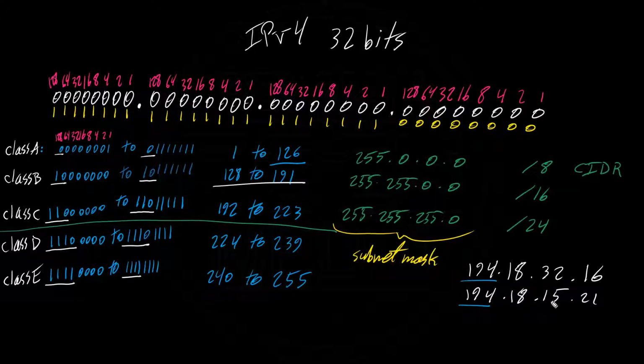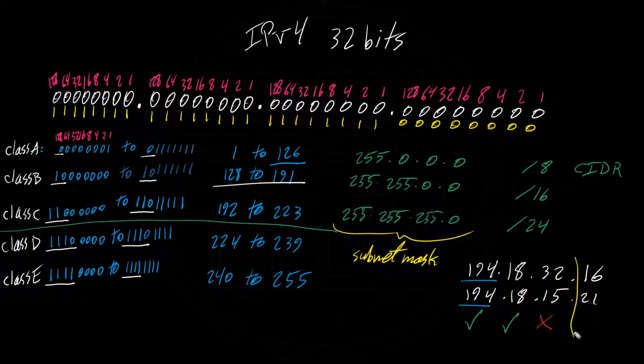They are not, because looking at the default subnet mask for class C, the subnet mask is 255.255.255.0, which means that the first 3 octets must match. So here, 194, very good. First octet is matched. 18, very good. The second octet matched. 32, 15. The third octet, it's not matched.